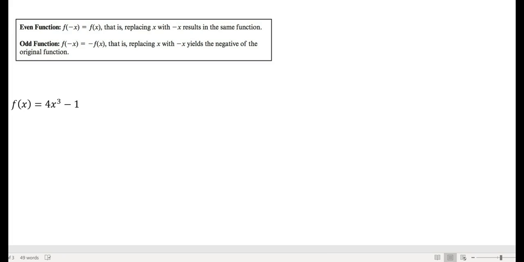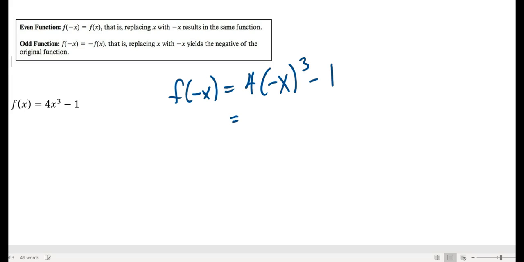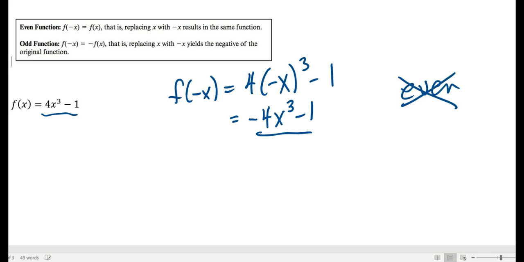Let's try another function. This time we have 4x cubed minus 1. So let's check. First, let's see if it's an even function. We check by replacing the x with a negative x. So wherever there was a positive x, I replaced it with a negative x. And now we simplify it. Well, a negative times a negative times a negative is a negative. So this will become negative 4x cubed minus 1. Now, these are not the same. So it is not an even function. So let's cross that one out.